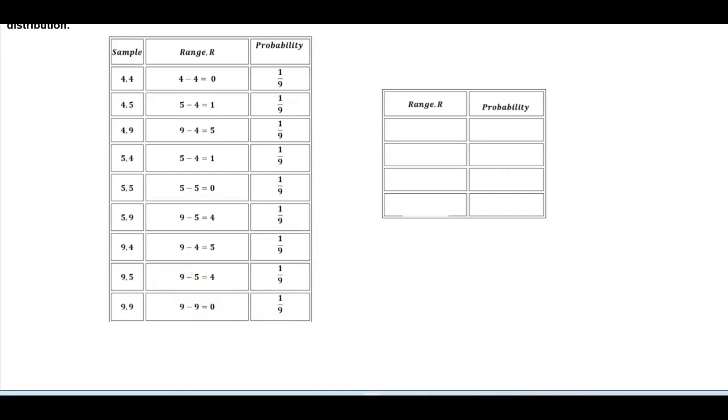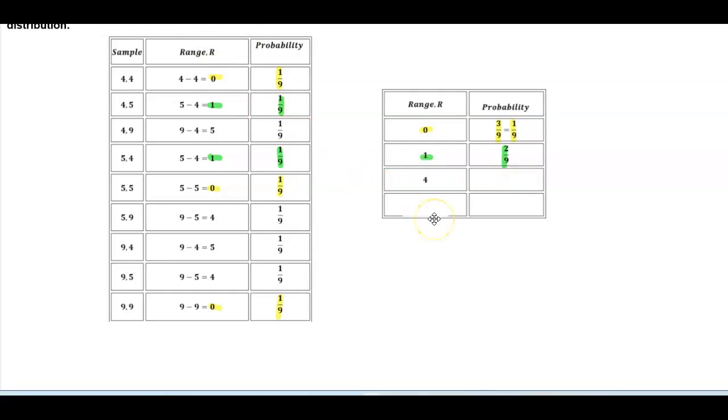So, first things first, let's take a look at when we get the range of 0, and how many do we get of those. We have 1, we have 2, and then we have 3. So 1/9 plus 1/9 plus 1/9 is going to give us a total of 3/9, which reduces to 1/3. The next range we get is 1. We have 1, 2, so we have 1/9 plus 1/9, which gives us a total of 2/9.